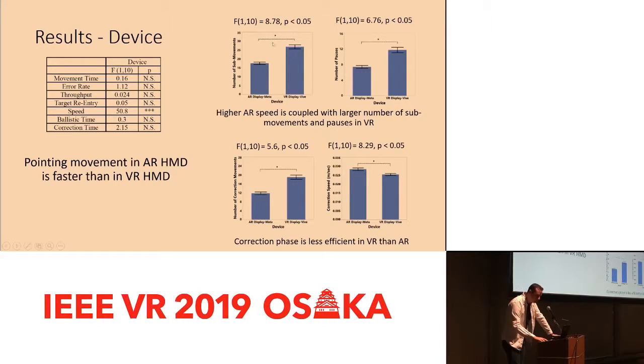subjects started to do more movements in virtual reality, and they were doing more pauses in virtual reality. When we look at the correction phase, we saw that subjects were doing more correction movements in virtual reality, and their correction speed was lower in virtual reality. So we can say that the correction phase is less efficient in virtual reality.